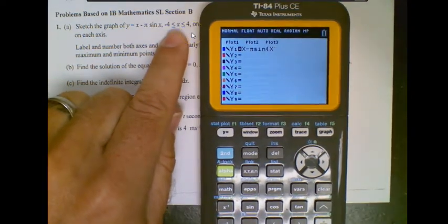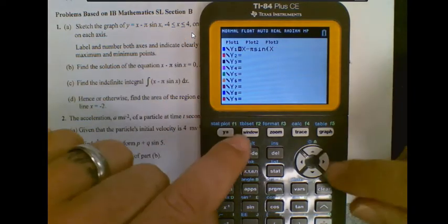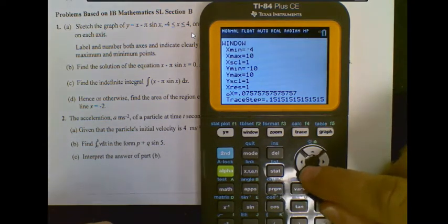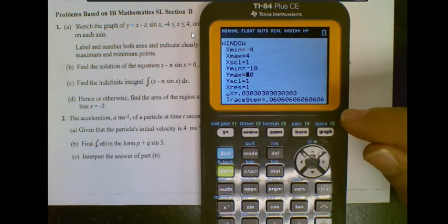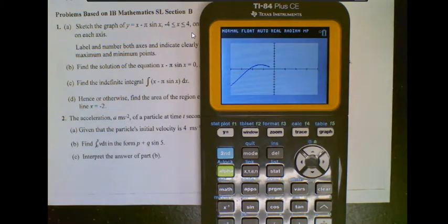They give us a domain from -4 to 4, so that's really all I want to look at. So I'm going to go to my window, and I'm going to change my x min to -4 and my x max to +4. I may need to adjust my y's. We'll see if I need to in a minute, but when I hit graph, this is the graph I should be sketching on my page.